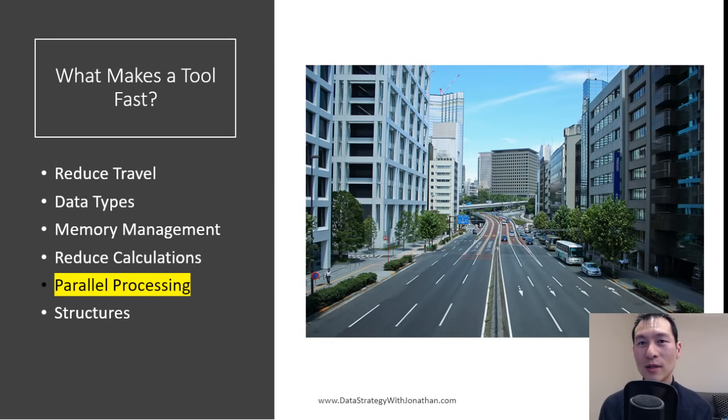All right, so let's talk about parallel processing. Parallel processing basically means that you're using more CPUs and more cores on the CPU to be able to do different things, so you can process lots of things at the same time. Now, here's the thing: R is not natively multi-threaded, which means it doesn't take advantage of parallel processing by default.